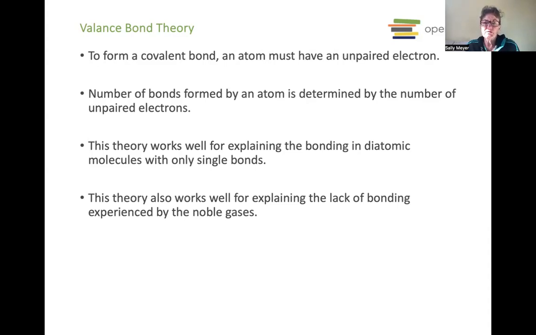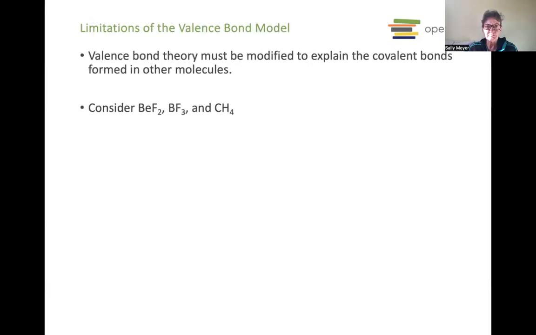And this theory works well for explaining the bonding in diatomic molecules with only single bonds. This theory also works well for explaining the lack of bonding experienced by the noble gases. So if you think about a noble gas, it doesn't have any unpaired electrons. Therefore, it's not going to be able to overlap in any way and form a bond with some other atom.